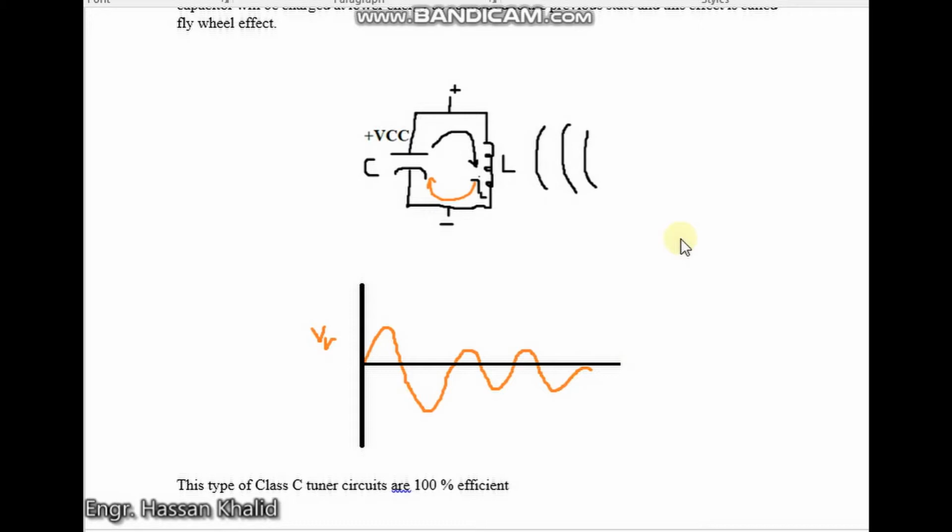Previously, in the class C amplifier, when we were not using it as a tuning circuit, without the resonant circuit, the efficiency was 75%. And using this mode, in which we expect the output voltage to be sinusoidal with respect to the input voltage, with the help of this resonant tank, the overall efficiency will now be approximately 100%.